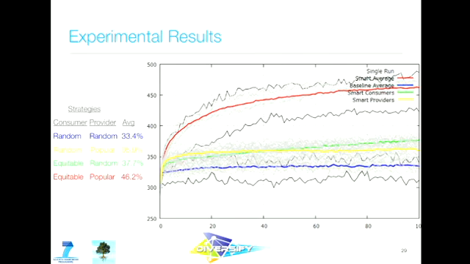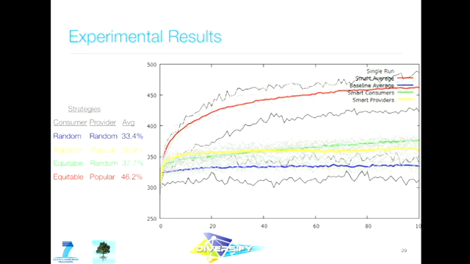Then the next step is when consumers do the random thing and providers use the popular adaptation strategy, and that is 35.9% better than just not doing anything. And then Equitable, where consumers evolve based on their local view, and it's based on popularity, versus providers randomly evolving. That's 37% better than baseline.